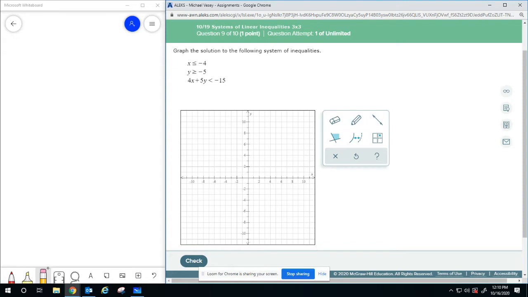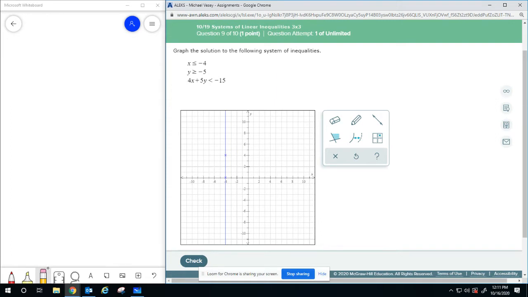All right, well, I'm going to go ahead and start this one by graphing the first two inequalities, because they're pretty straightforward. If x is less than or equal to -4, that means I'm going to have a vertical line at -4. It has to be solid because it says less than or equal to. And because it's less than, I'm going to be on the left side of it, since the x values to the left are definitely less than the x values on the right.